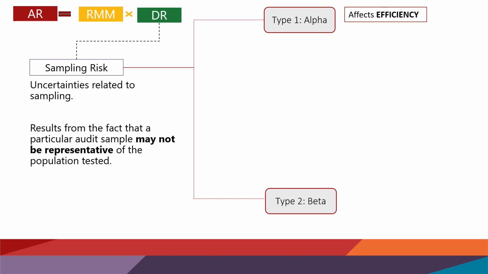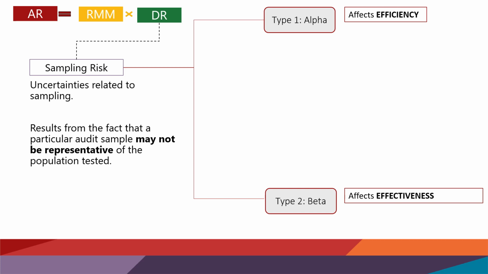Now, the alpha risk is said to affect efficiency. And of course, when we talk about efficiency, we refer to the resources and the time it takes us to complete an audit. On the other hand, the type 2, or what we call a beta risk, affects effectiveness. This means to say, in the context of the audit, the effectiveness of the audit lies in the opinion that is given by the auditor. And so, therefore, when something influences the possibility of you giving an inappropriate opinion, that is type 2 or beta risk.